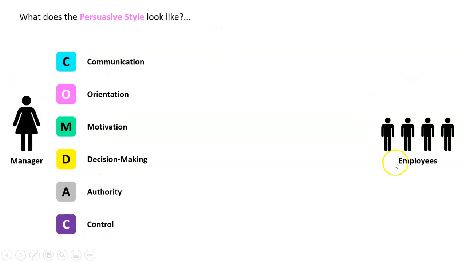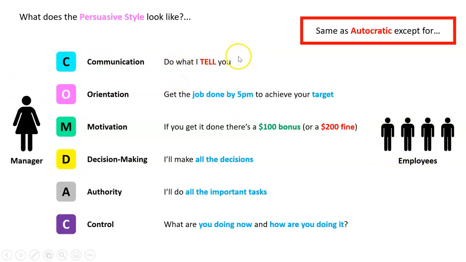Here's the manager and here's the employees. For each of these sentences, we would say this: do what I tell you, so exact same as autocratic. Do what I tell you, get the job done by 5 to achieve your target. If you get it done, there's a $100 bonus or a $200 fine. I'll make all the decisions. I'll do all the important tasks, and I want to know what you're doing and how you're doing it.